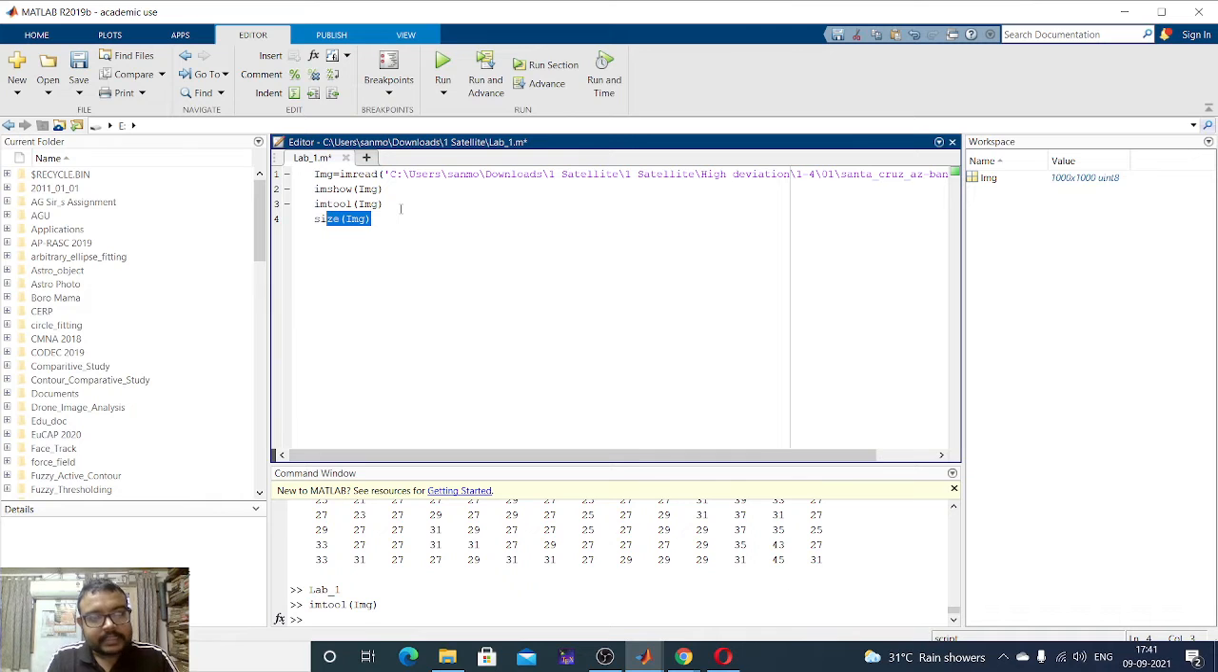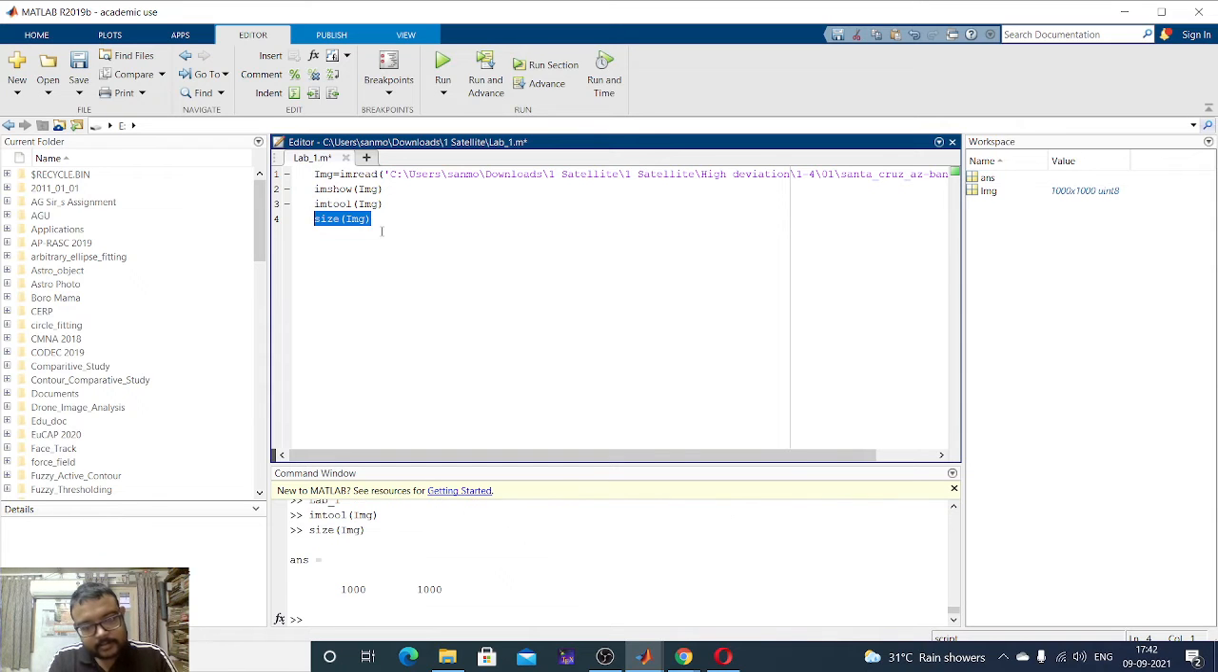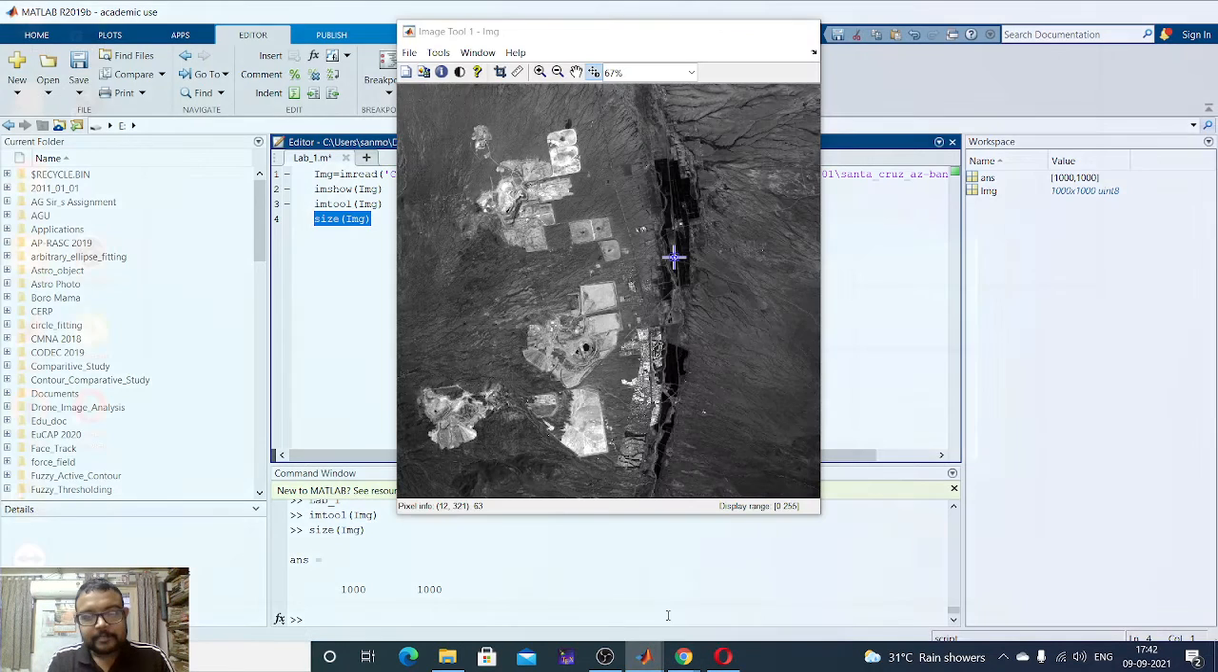Okay, now you run this portion only, evaluate this selection, and here you will get this size. It is m by n, that is a 1000 by 1000 pixel image. That is, it is a totally square image, right?